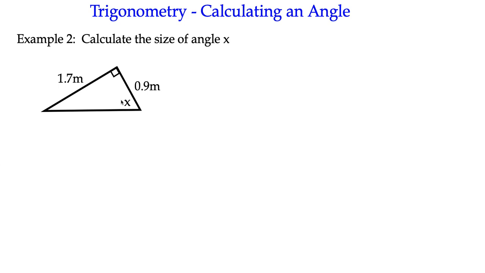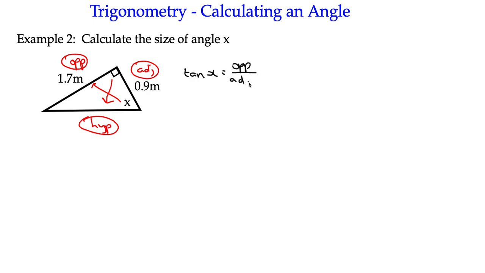Calculate the size of angle X in this right angled triangle. So we've got a right angled triangle, so it means we can use our right angled trig formula. Opposite the right angle is the hypotenuse. Opposite the marked angle is the opposite. And the other one is the adjacent. Our formula that we've been learning is tan x is equal to the opposite side divided by the adjacent side.